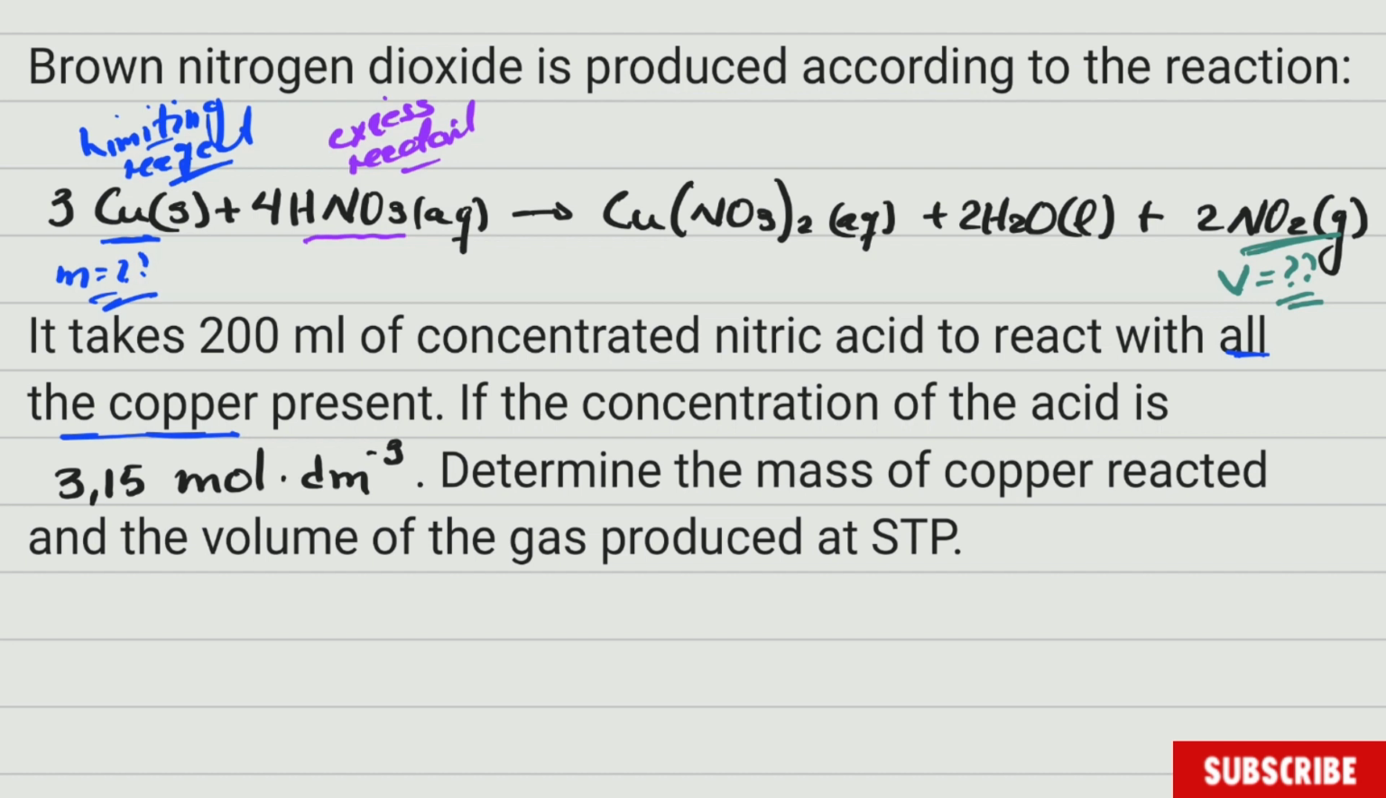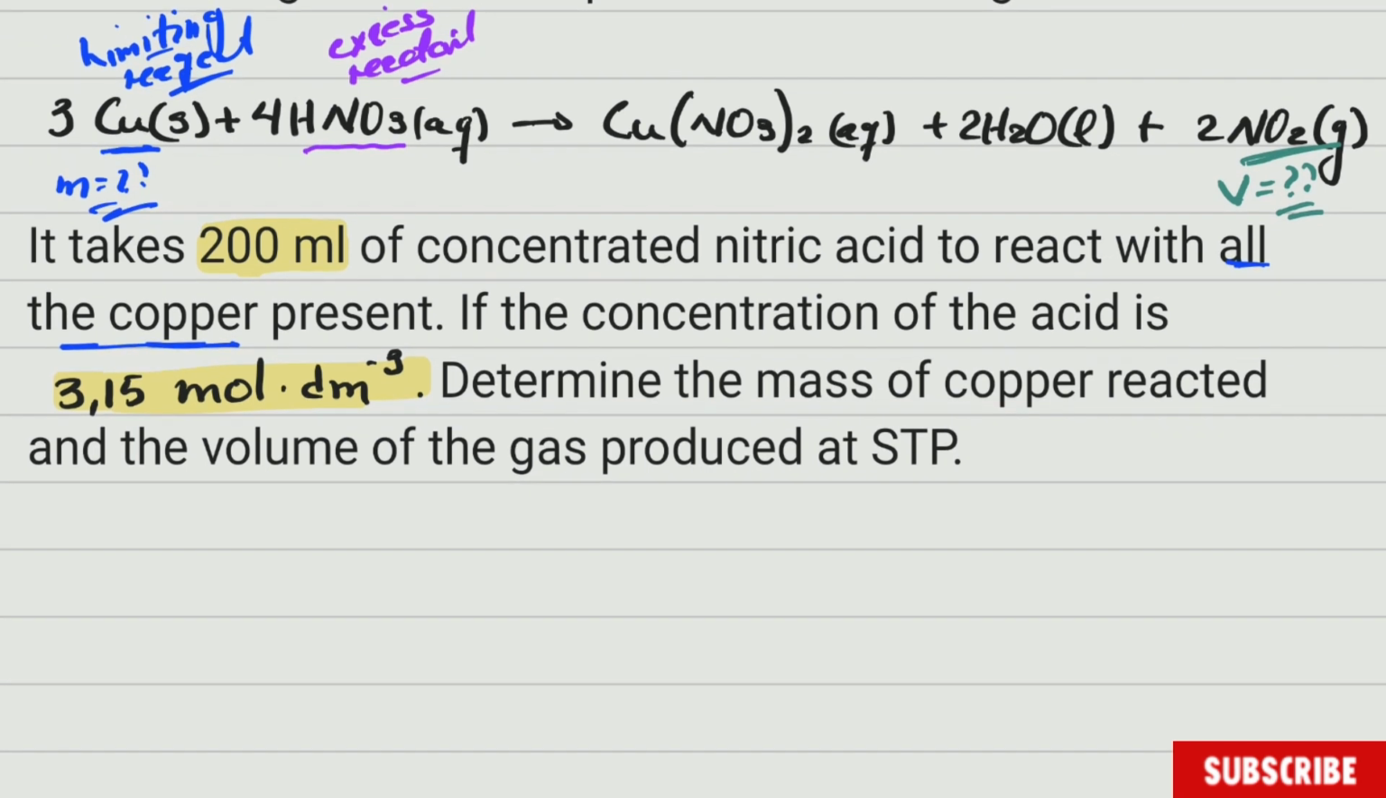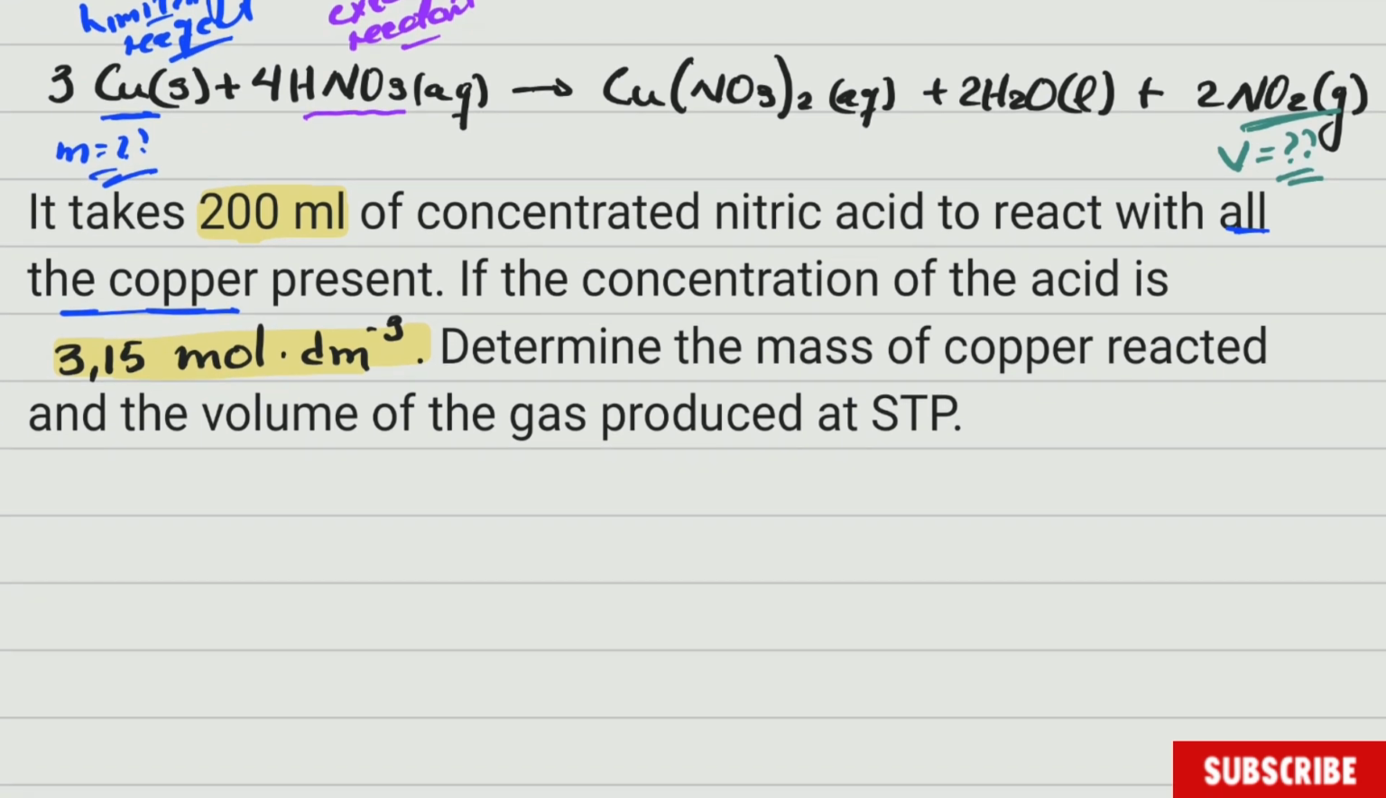So first we're going to calculate the number of mole of the nitric acid. Why the nitric acid? Because that is the data we know. We don't have any other data. We know that 200 milliliter was used. It means there is some left over, but in this question they don't ask anything about that, and the concentration is 3,15. So step one of what we are going to do first is to calculate the number of mole of the nitric acid.